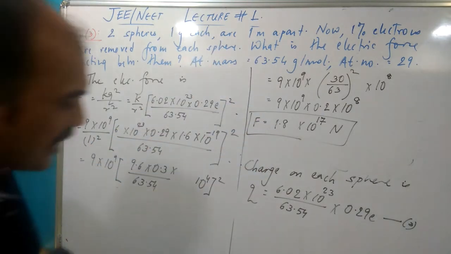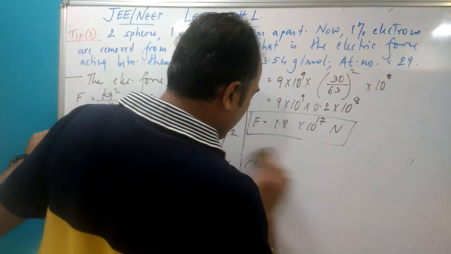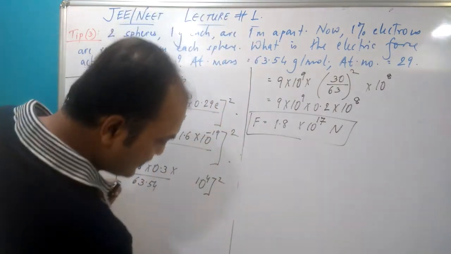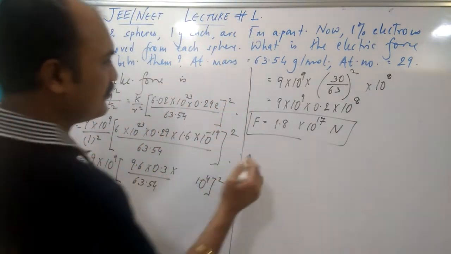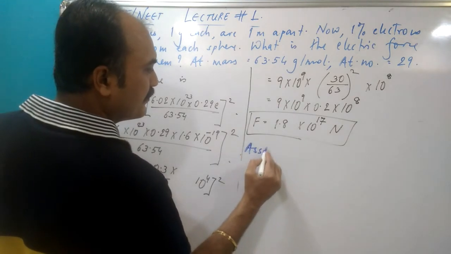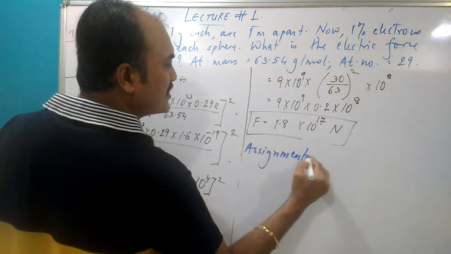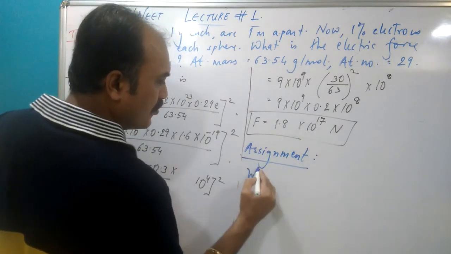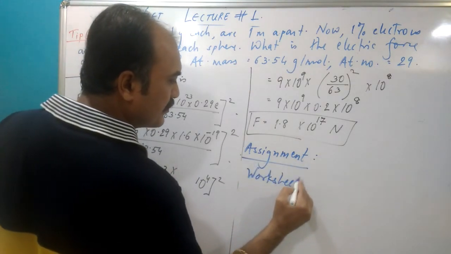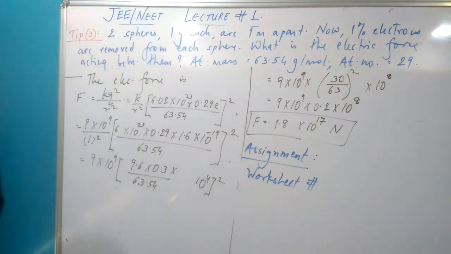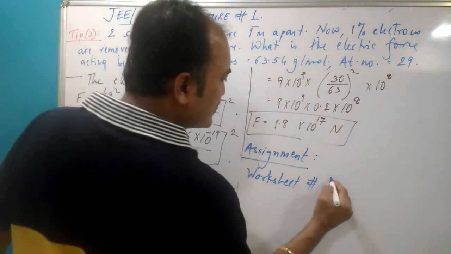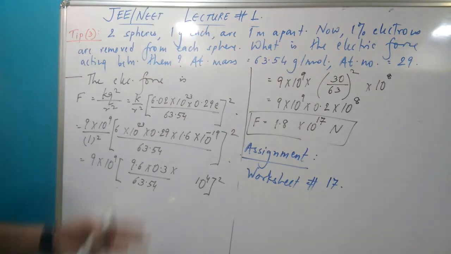Based on this idea itself, I've got a couple of worksheet numericals for your perusal. Let's put them as assignment, or you can put them as to do. Worksheet number 17 is a good shot. You can utilize the same idea and you can do worksheet number 17. This was tip 3. Let us go to tip 4.